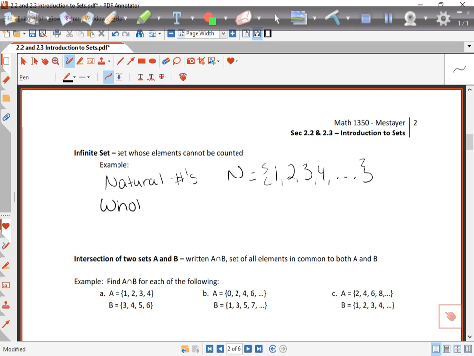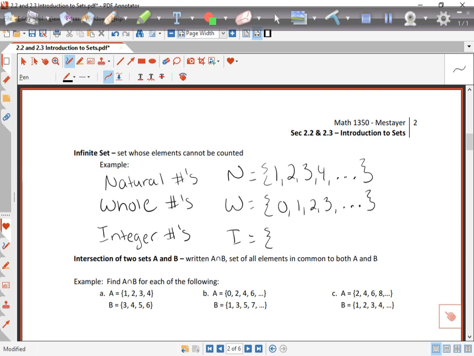Another example would be our whole numbers. Whole numbers are just like the counting numbers, except that they include 0 also. And the last example I'll give you is integers. Integers are all positive and negative counting numbers and zero. So we write it like this: dot, dot, dot, -3, -2, -1, 0, 1, 2, 3, goes on forever in both directions.